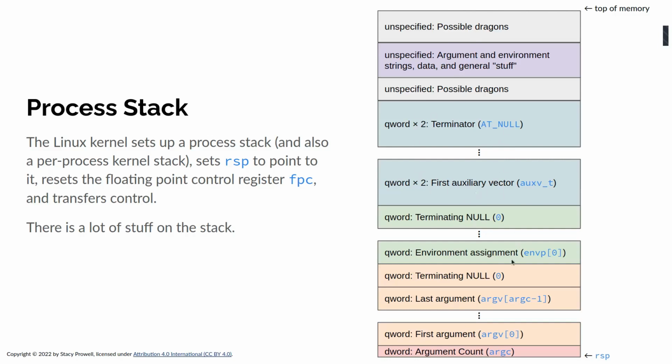We run into the environment that gets pushed on the stack. You see it pushes a null, and then it pushes each one of the environment entries on the stack. It pushes all your arguments on the stack after it pushes the null, and then it pushes argc. And this is actually a quad word. I said it's D word here, but the value is a 4-byte value.